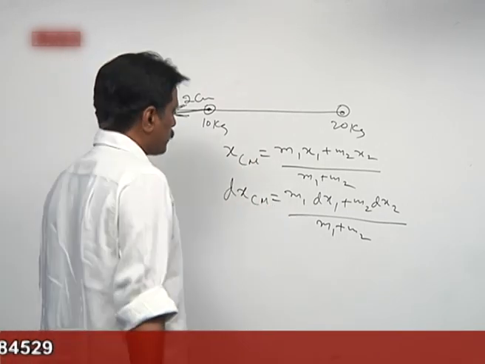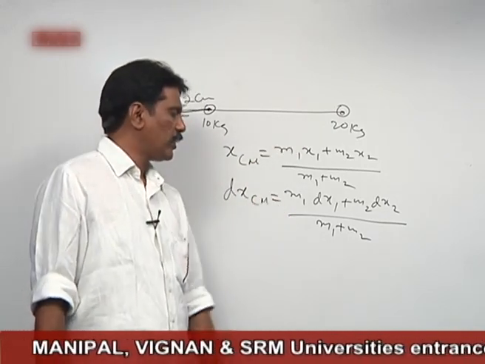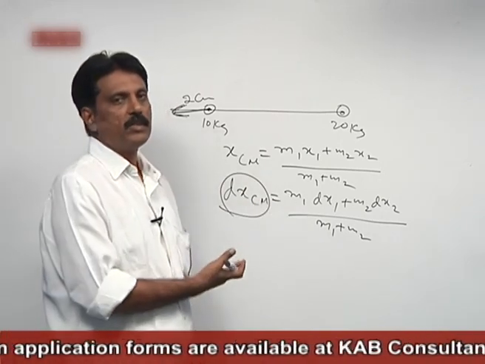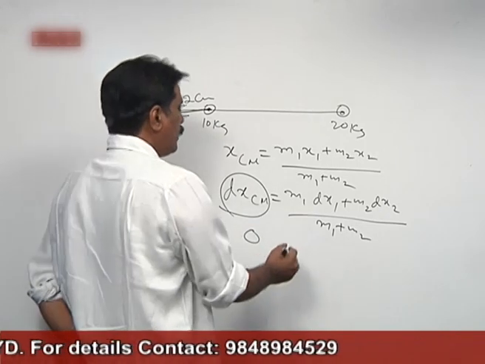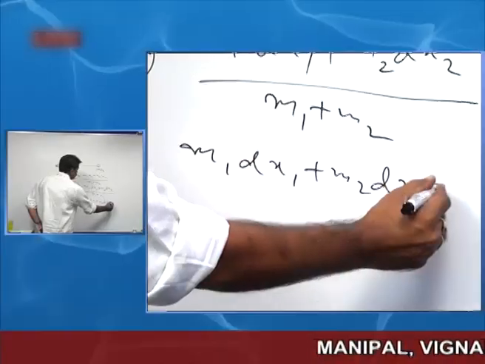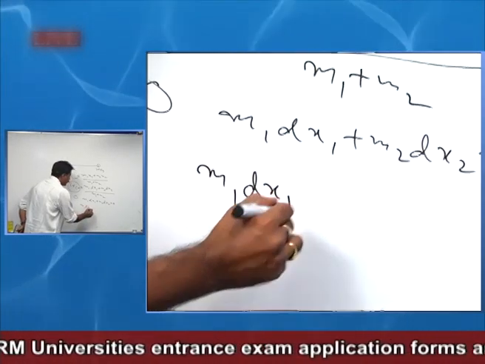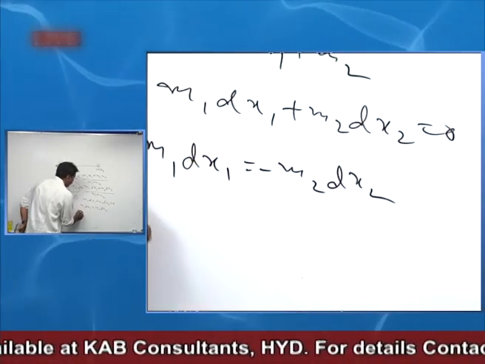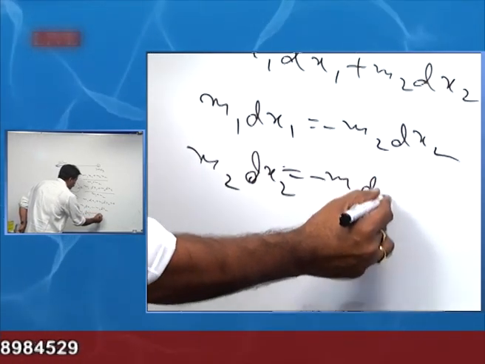When you write like this, what we are saying here is that the center of mass position should not change. When the center of mass position should not change, this must be equal to 0. dx center of mass means change in center of mass position, which should be 0. If this is 0, what we will get is m1 dx1 plus m2 dx2 is equal to 0. That means m1 dx1 is equal to minus m2 dx2, or m2 dx2 is equal to minus m1 dx1.